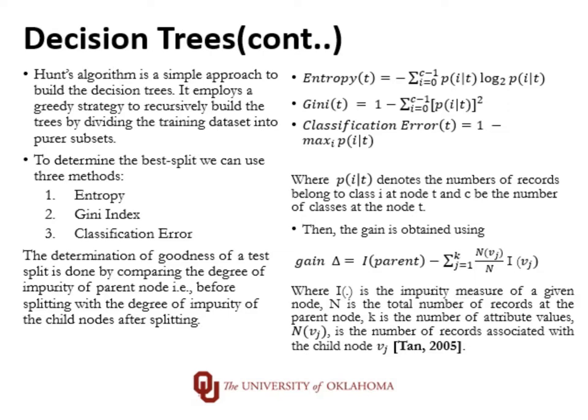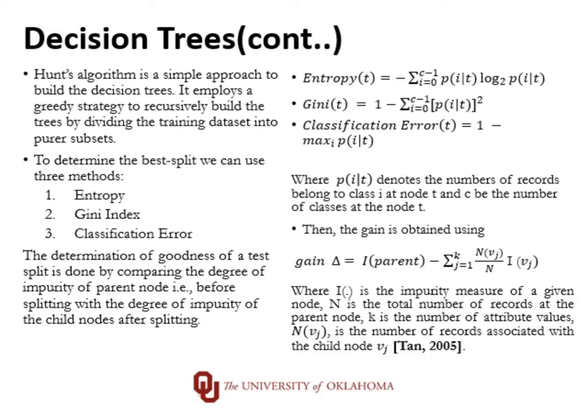Hunt's algorithm is a simple approach to build decision trees. It employs a recursive way to build the trees by dividing the data set into purer subsets. Hunt's algorithm works as follows. In the first step, if all the records of the node belong to the same class, then the node t is a leaf node labeled with that class.